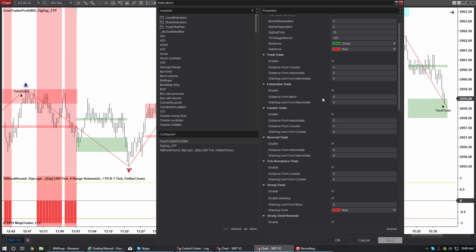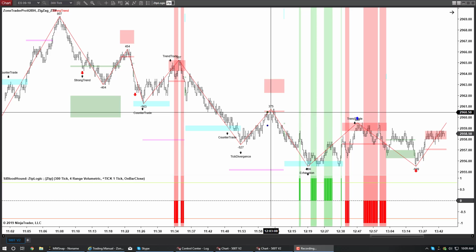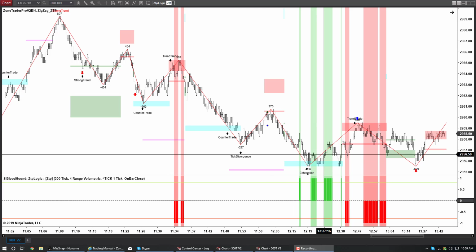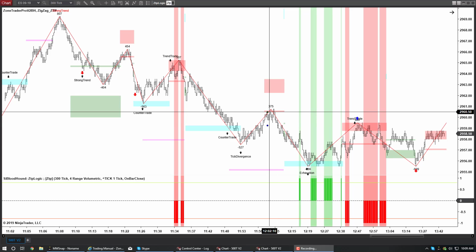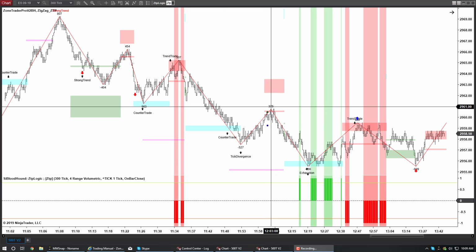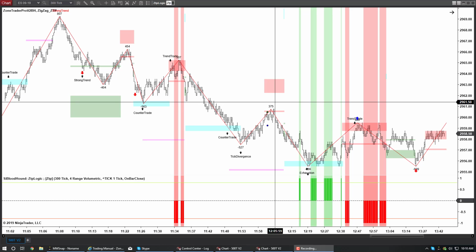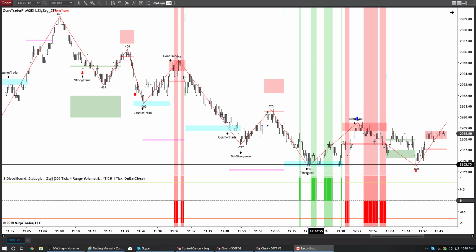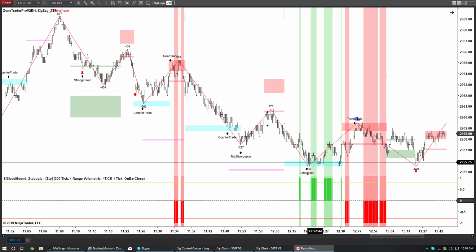The second trade we look at now is going to be the exhaustion trade. Again, we enable the trade, and we only have one setting in the non-Bloodhound version, which is distance from minor. In this version, we can see that we have an exhaustion trade here. The distance from minor refers to how far through this minor zone we allow price to go before we do not have an exhaustion trade here and we have a counter trend trade.